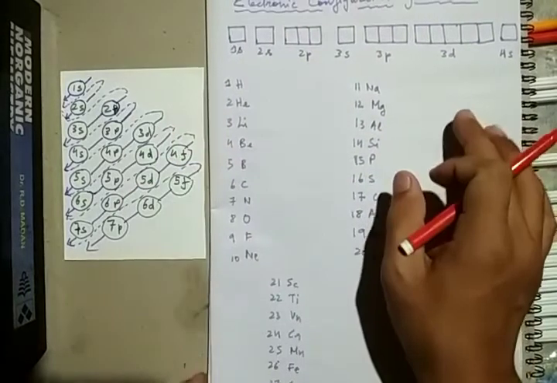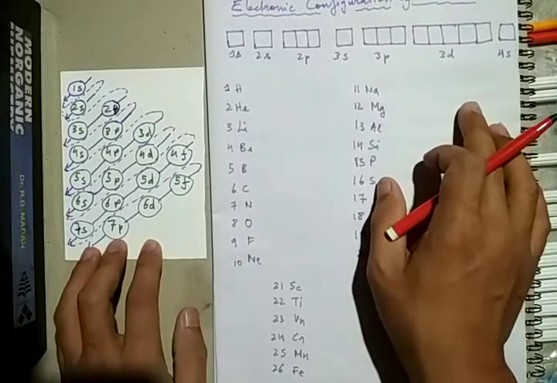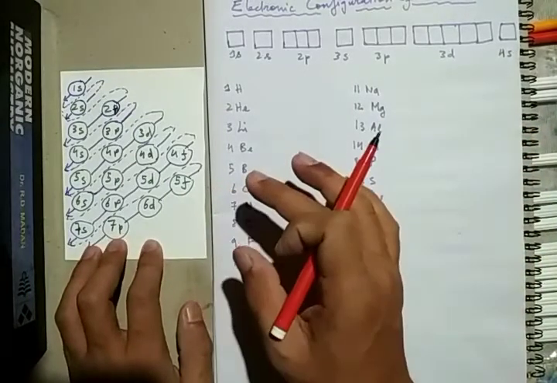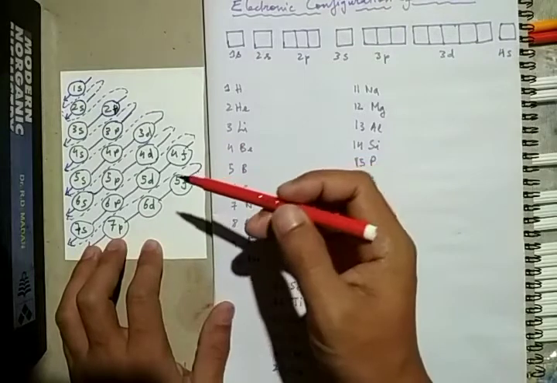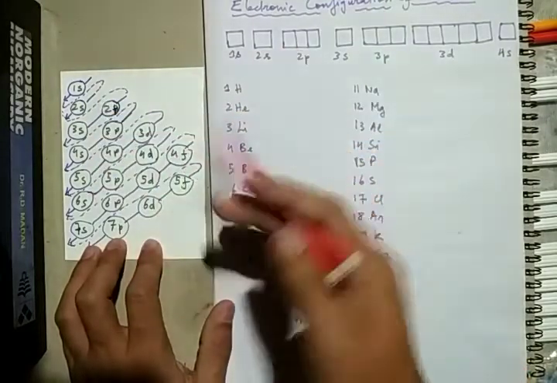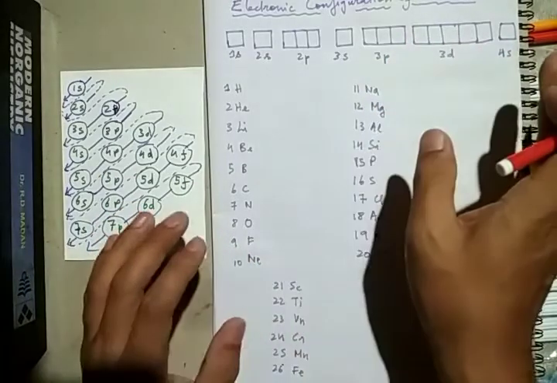So this is from the Aufbau principle. This figure gives us the order of filling of orbitals according to the order of energies. We have discussed this before also, so we won't go into much detail about this. Now let's come to electronic configurations.